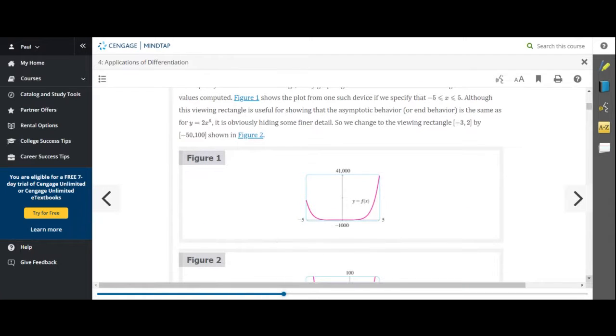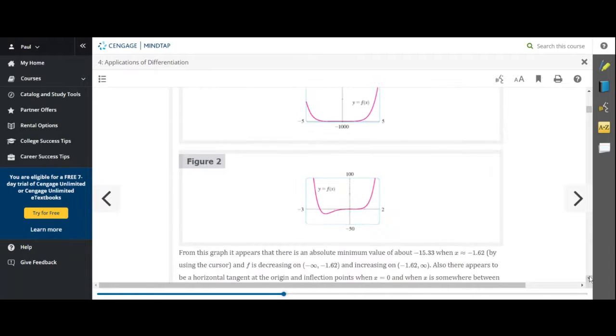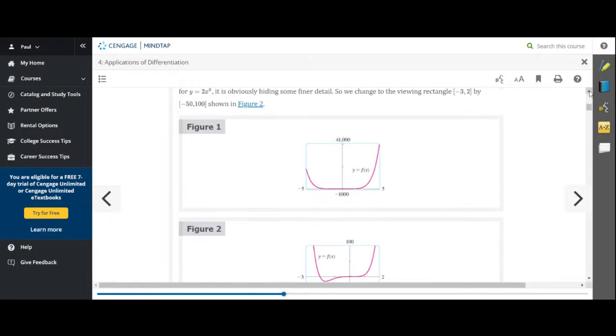What they do in figure 1 is they go back and graph the function, but because the polynomial is of 6th degree, it rises extremely quickly. And so what they do in figure 2 is they zoom in about the origin.